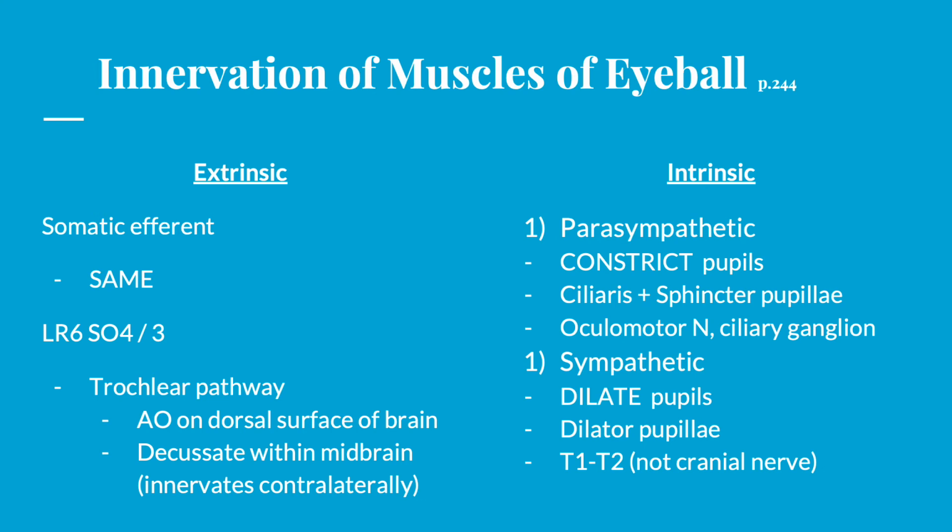And then we've got our intrinsic muscles. We already talked about this a little bit previously, where our parasympathetic is going to affect the sphincter pupillae and constrict the pupil. Remember, small pupils when your parasympathetic's firing. And then also your ciliaris, whereas your sympathetics are going to dilate the pupil, so it's going to affect that dilator pupillae.